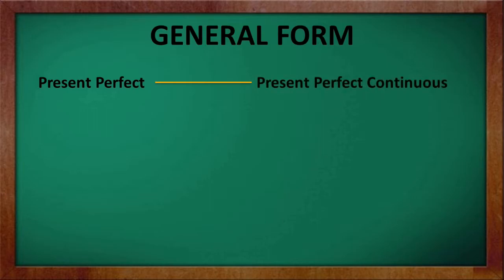The first we will see is the present tense family, present perfect and present perfect continuous. Let's see the general form. For present perfect, the general form is subject plus have or has plus verb 3 or past participle. For the present perfect continuous, the general form is subject plus have or has plus been plus verb-ing or present participle.